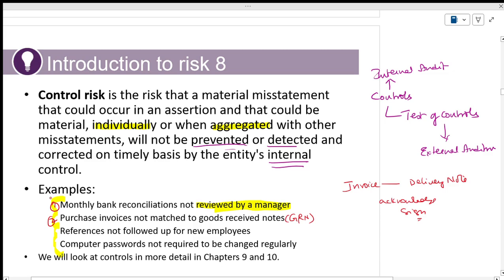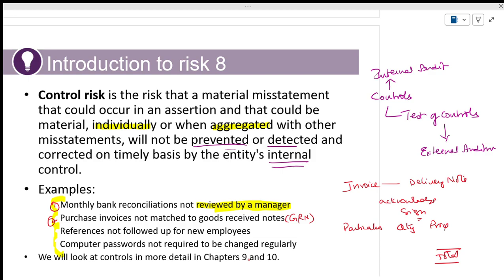You are ordering something. Definitely he will come and deliver at your place. You are not going to blindly pay the amount. You will verify whether what I have ordered is as per the requirement or not. You will see the particulars, specifications, the quantity, the price and the total. That is the control risk: you are putting controls at every place, matching the invoices with the goods received note.